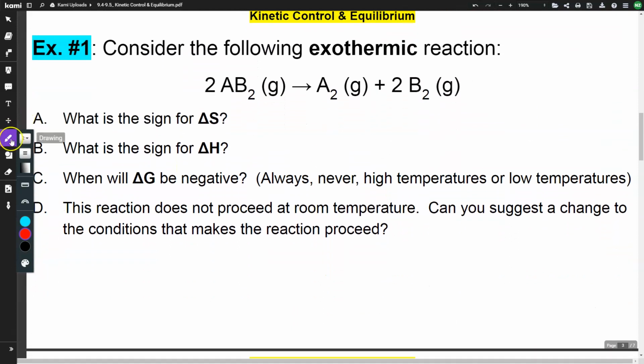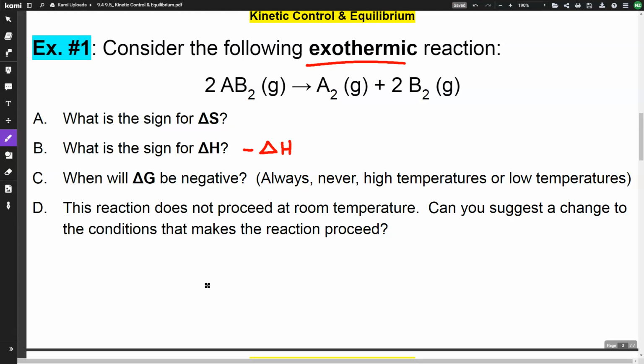All right. So here's our first example. It says, considering the following exothermic reaction, what's the sign for delta S, what's the sign for delta H, and when will delta G be negative? And then, this reaction does not proceed at room temperature. Can you suggest a change to the conditions that will make the reaction proceed? All right. So first of all, it tells us that it's an exothermic reaction. If it's an exothermic reaction, you're going to have a negative delta H. So that's the easy one.